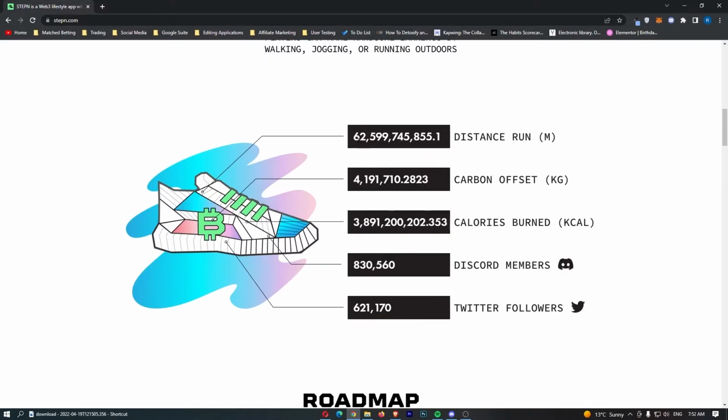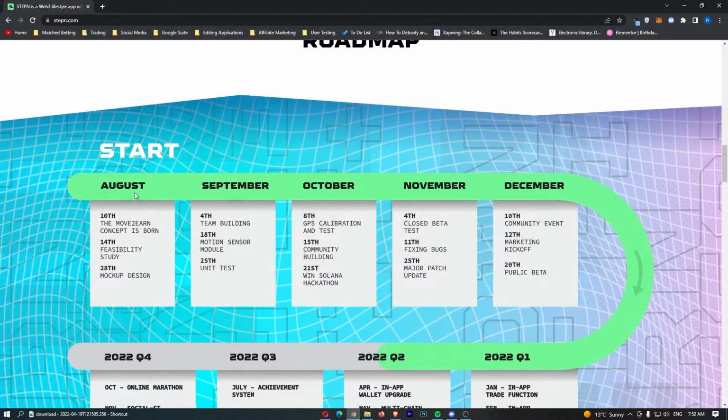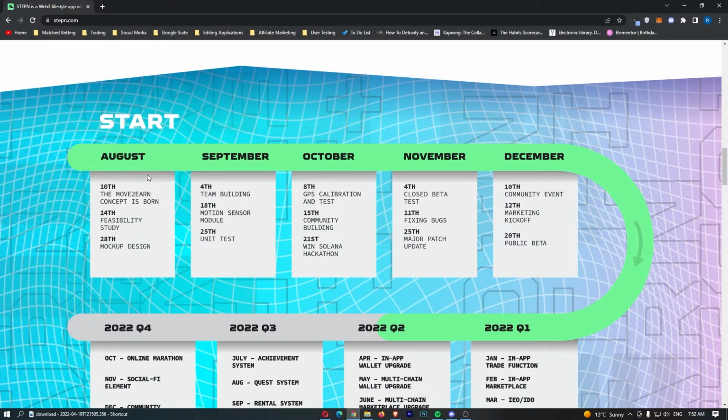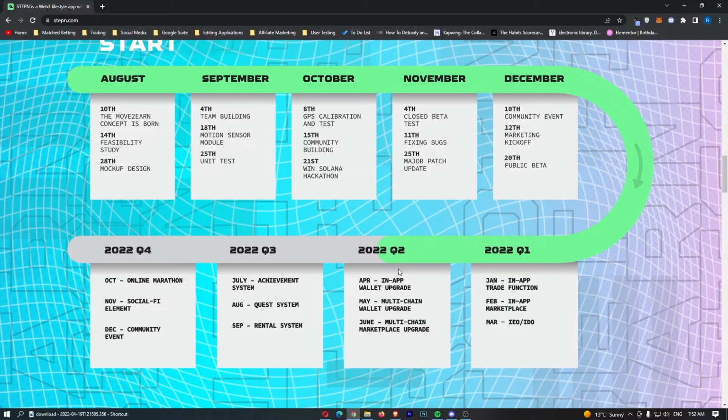Now you can see right here, there is a bunch of barometers that they are using to track different things. So distance run, Discord members, Twitter followers, and all of that good stuff. And we can see the roadmap right here. So all of this has been added so far. We are currently in Q2 of 2020 and they are still working on a few fixes. So although you can use this app, it is not fully completed yet and there are still some things they are working on and things they are adding.